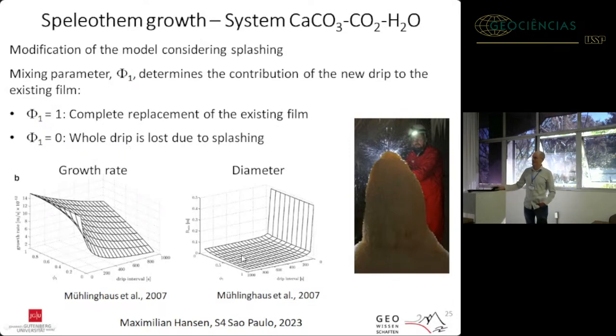And then they did these 3-dimensional plots. You can't really see them very well, I guess, but this is the replacing factor plotted here. This is the drip interval, and this is the growth rate. And you see the growth rate is highest somewhere over here, where you have not complete loss of the solution, but towards the complete replacement, just due to high supersaturation, right? And this is also the same plot for the diameter.